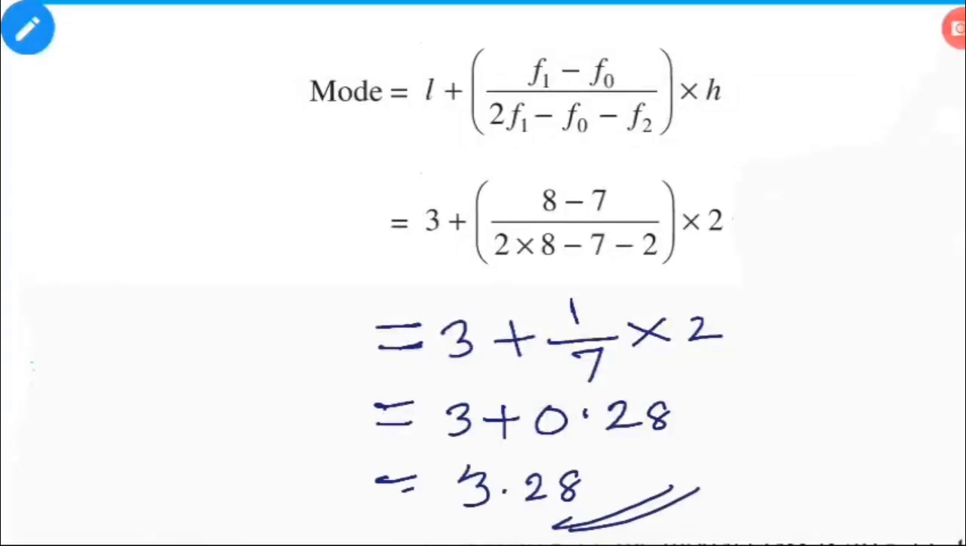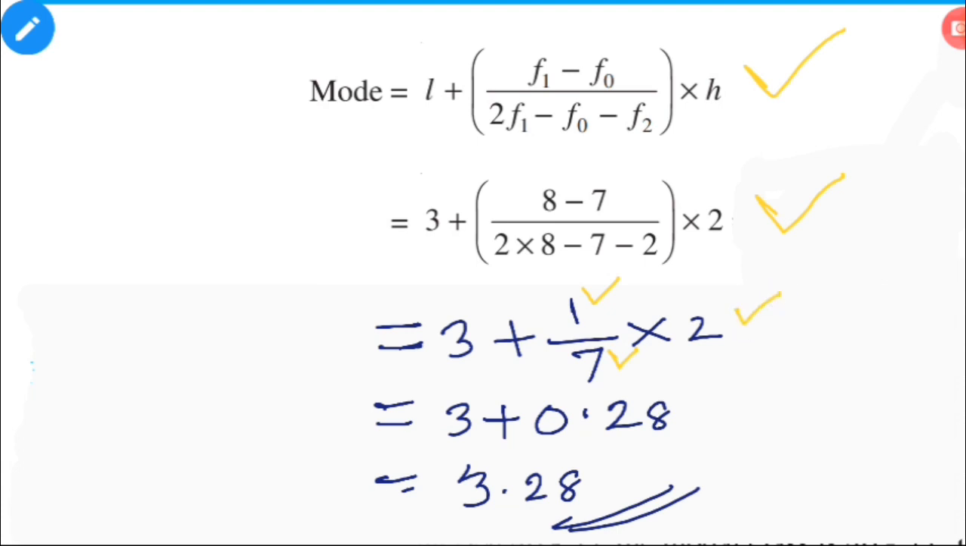Now substitute the values. Mode equals L plus (F1 minus F0) by (2F1 minus F0 minus F2), into H. That's equal to, substituting the values, L is 3 plus (8 minus 7) by (2 into 8 minus 7 minus 2), into 2. That's equal to 3 plus 8 minus 7 is 1, by 2 into 8 is 16, 16 minus 7 is 9, minus 2 is 7, so 1 by 7 into 2.